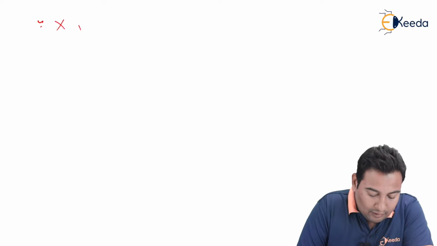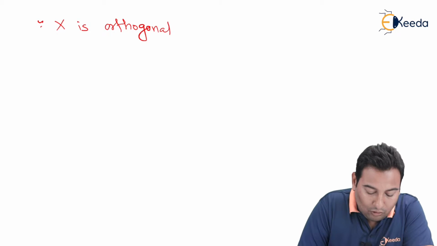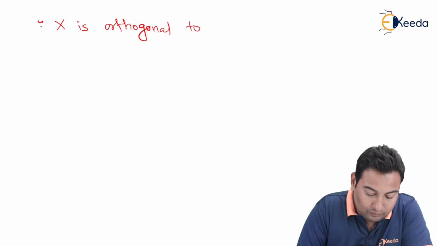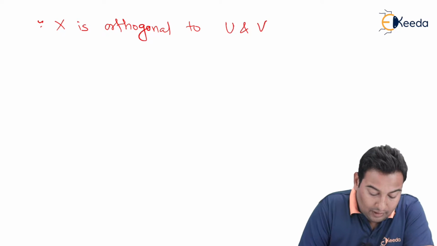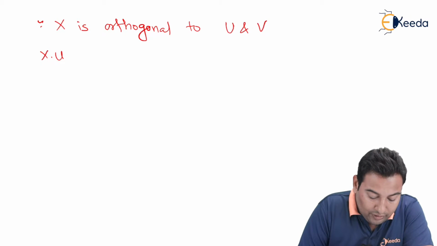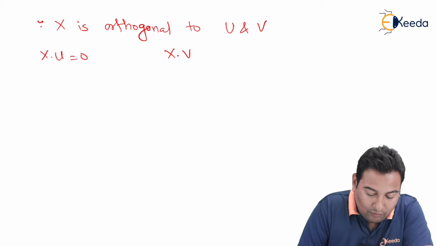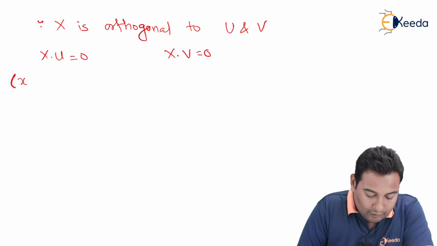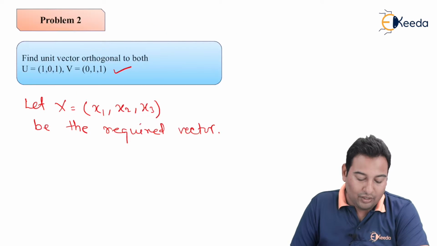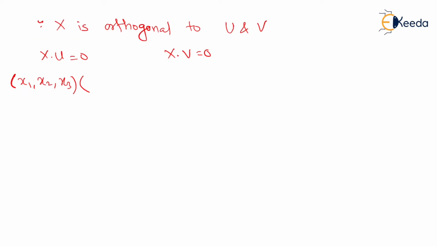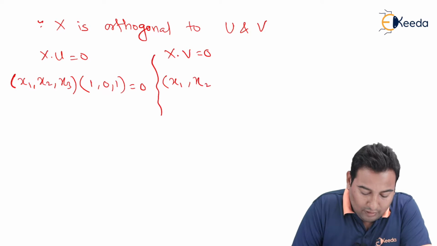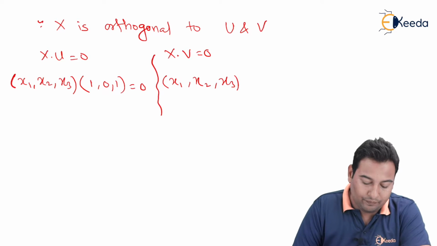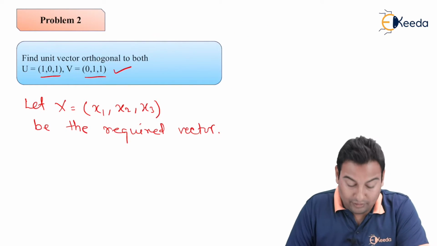Since x is orthogonal to u and v, it will be x dot u equal to 0 and x dot v equal to 0. This is x1, x2, x3 and u. U is (1, 0, 1). x1, x2, x3 and v. V is (0, 1, 1).